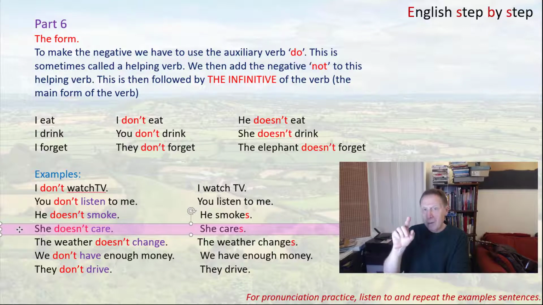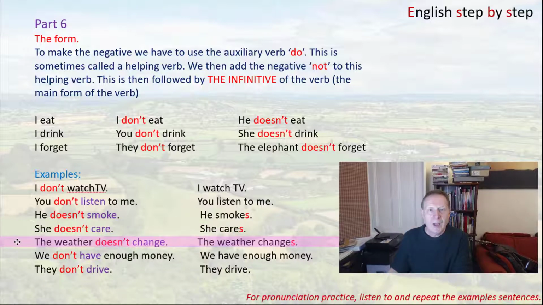So remember, the third person has the S. The weather doesn't change, the weather changes. We don't have enough money, we have enough money. They don't drive, they drive. So the important thing here is that every time we use the negative it is followed by the infinitive. It's not followed by present simple form, it's followed by the infinitive.